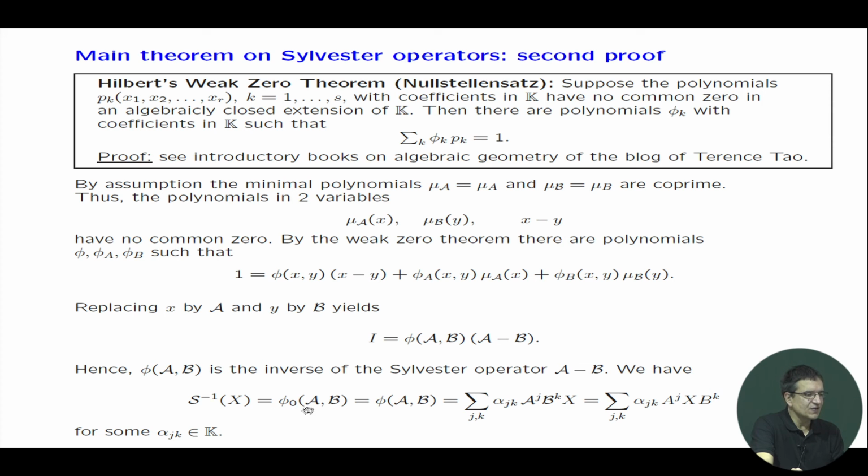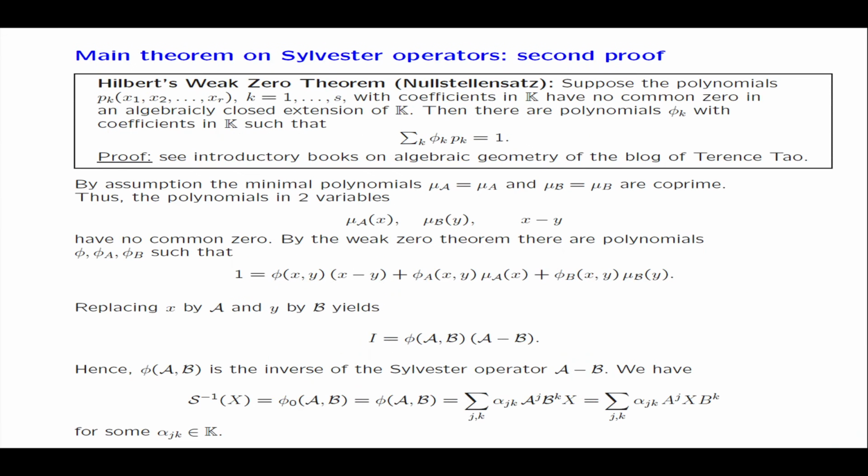Here the zero should be cancelled, so this is a relic from earlier notation. So there must be a polynomial which gives the inverse. Okay, this was an advanced proof.